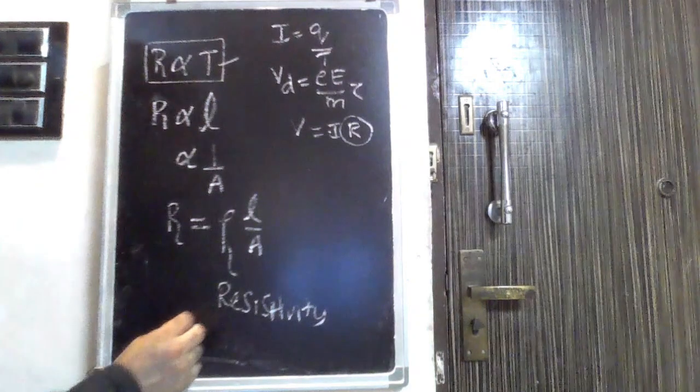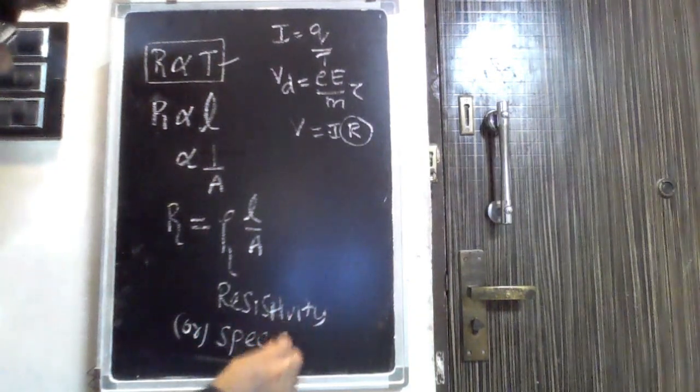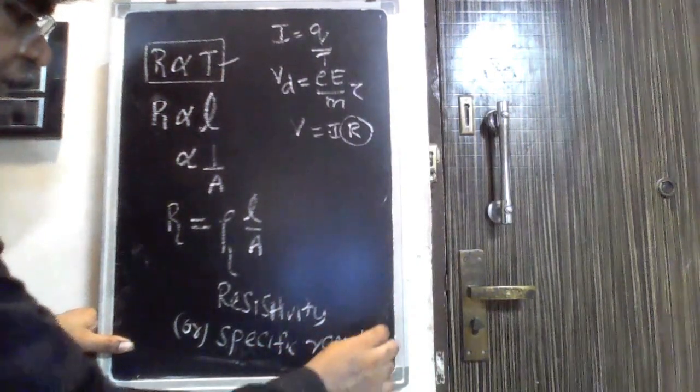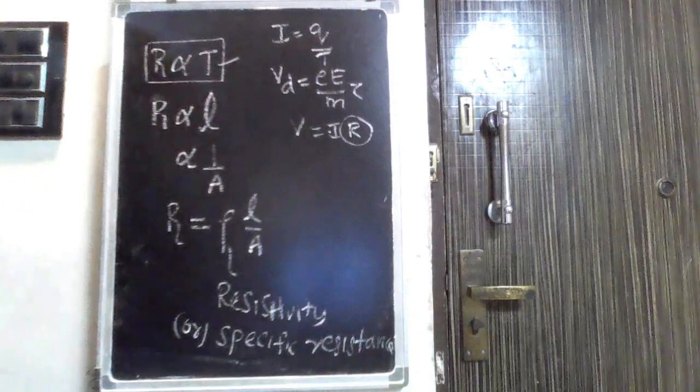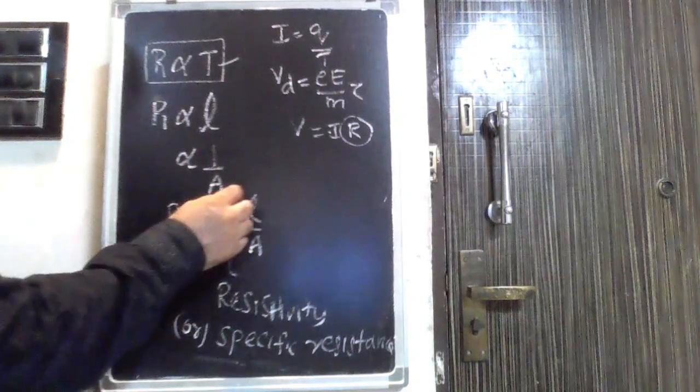This resistivity is also called specific resistance. So you should know the name. Specific resistance means resistivity only. It's a constant value for a given wire. So copper has got a constant resistivity. So resistivity is a constant value.